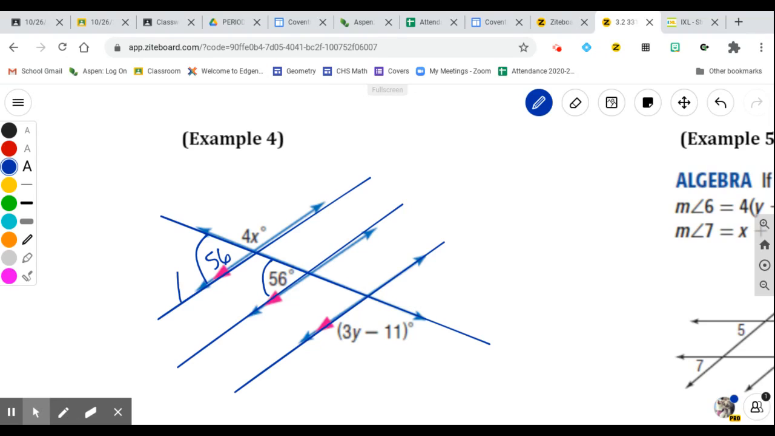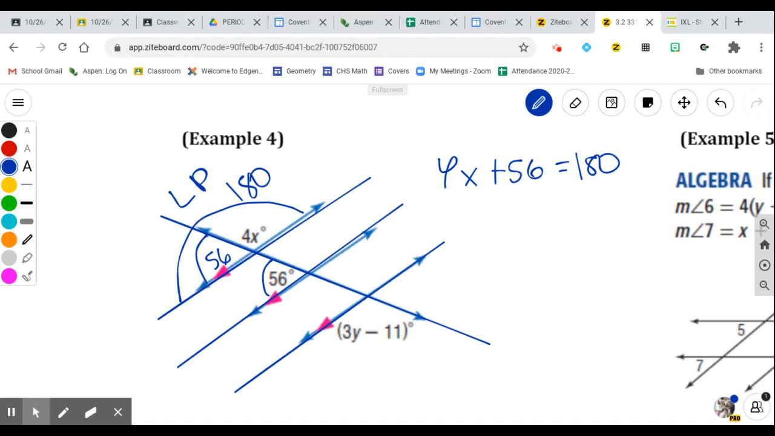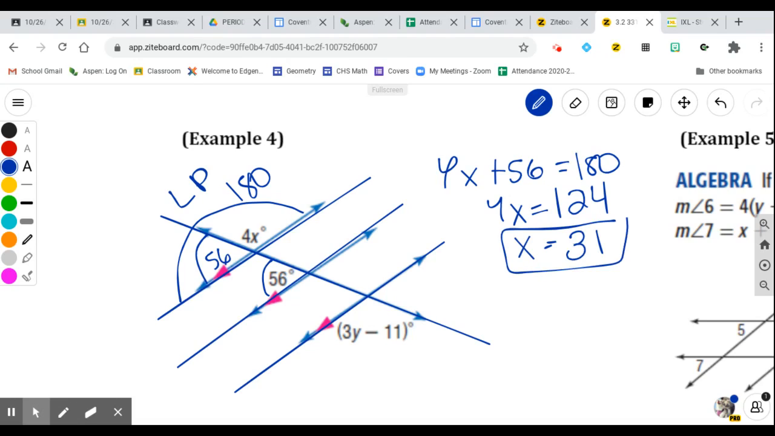And now notice that these two are a linear pair, which hopefully we know now means that they add to 180. So for x, you can do 4x plus 56 equals 180. Subtract 56 from both sides. 4x equals 124. Divide by 4. x equals 31. So there's x.